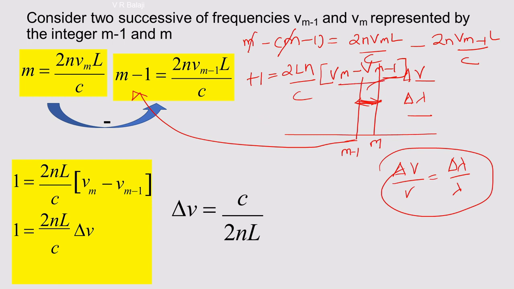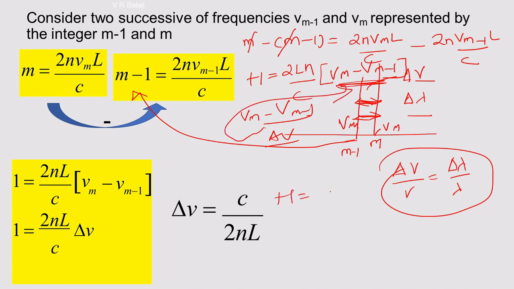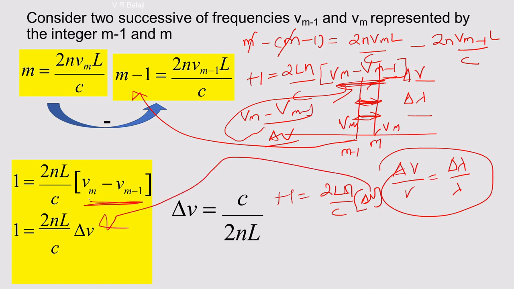With this, the difference v_m minus v_(m-1) is nothing but del v, what we said, right? This is v_m, this is v_(m-1), and the difference is del v. So I can write this relation: 1 equals 2Ln by c into del v. That's what is written here. The difference between the frequency v_m and v_(m-1) is del v. So this is your mode m, and this is the adjacent mode m minus 1.